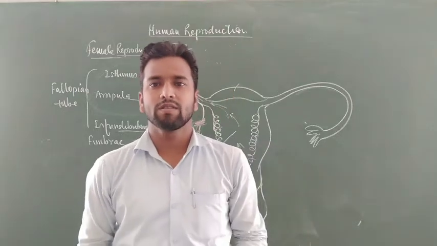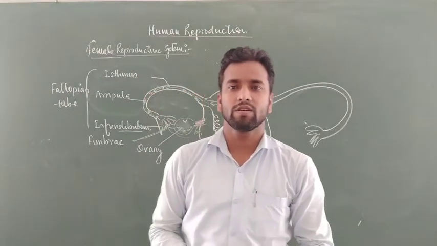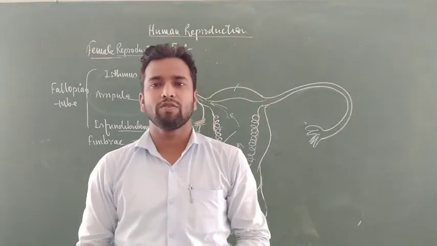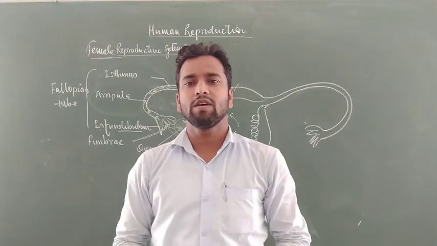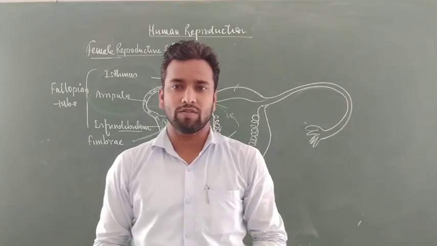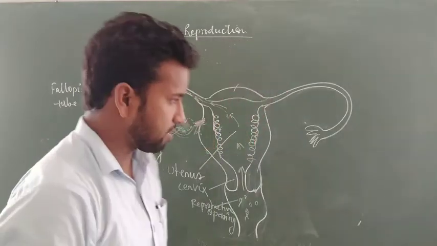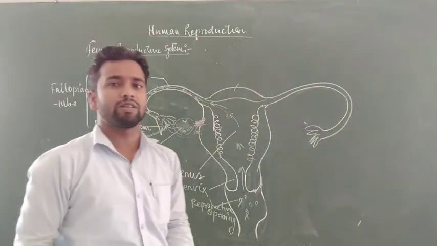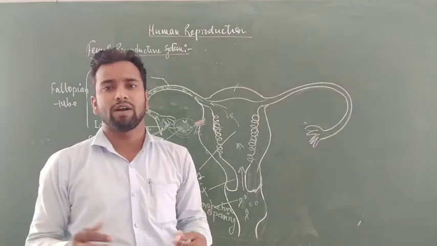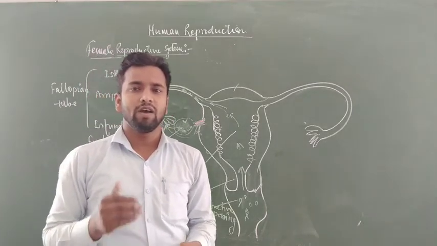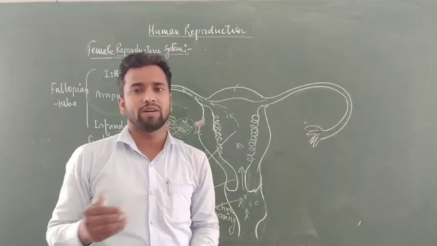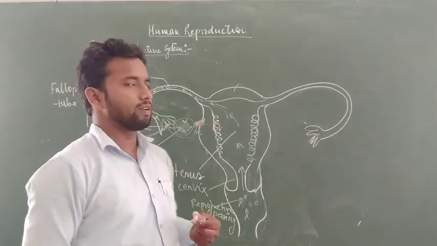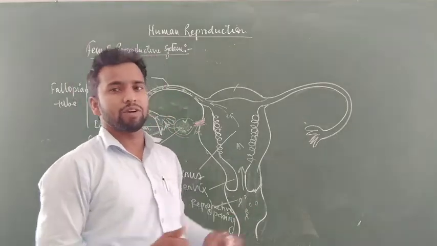Hello dear students, today we are going to discuss the topic female reproductive system under the chapter human reproduction of class 12. Students, in the previous class I already explained the male reproductive system, what the different parts present in the male reproductive system are, how male gametes form and how they are transferred. Same as in the case of male, a female reproductive system is found.